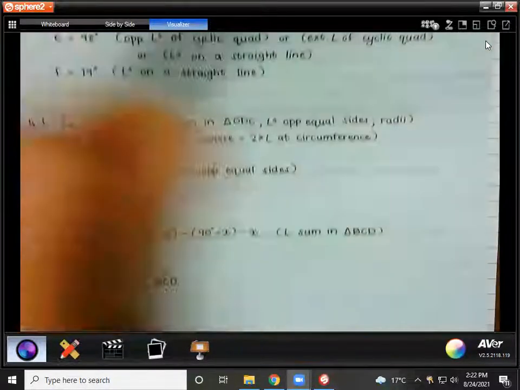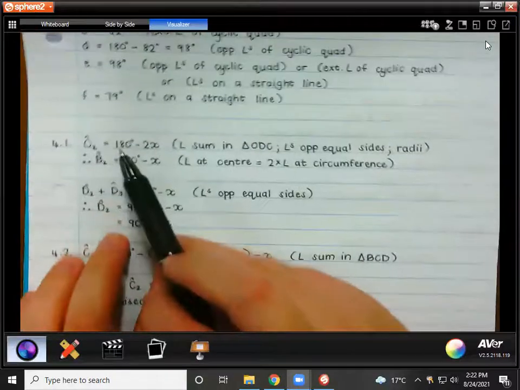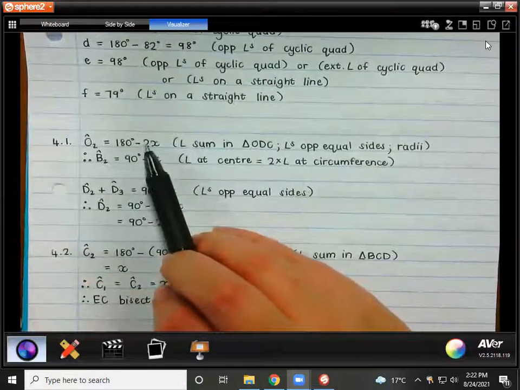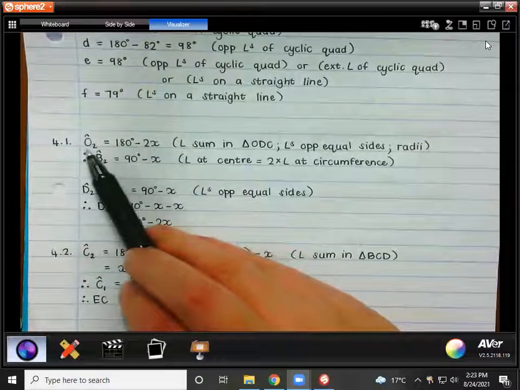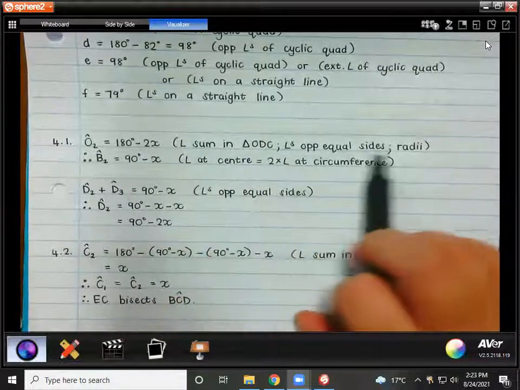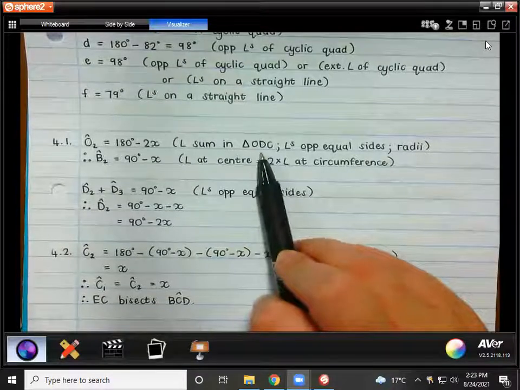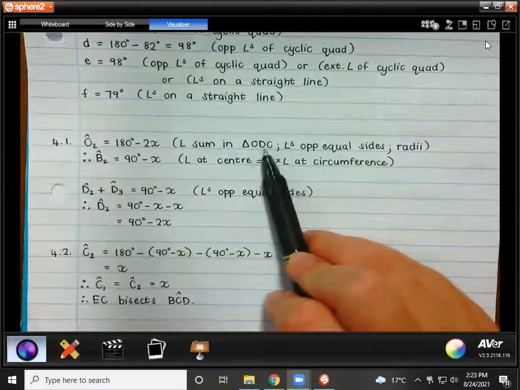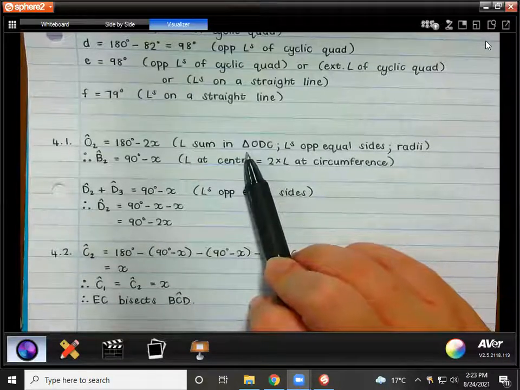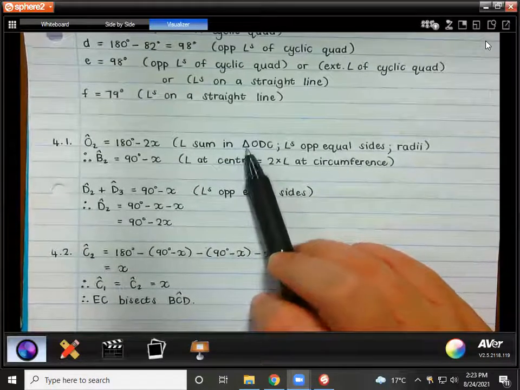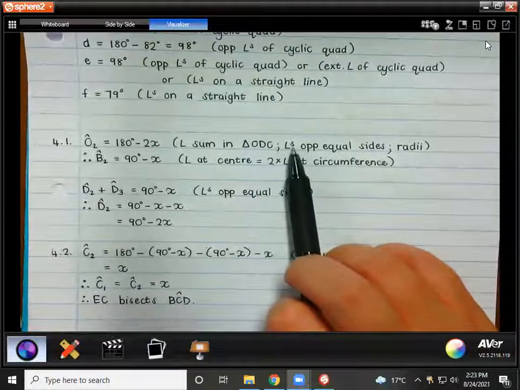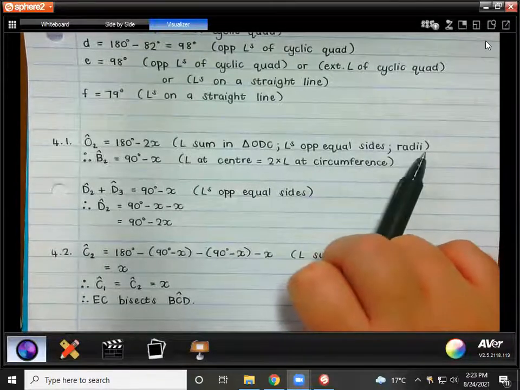Okay, now I did it in less steps than that. I just went straight to O2. I didn't actually write down that D3 is equal to X. All right, so I just said O2 is equal to 180 minus 2X, and I put my 3 reasons in my bracket. So angle sum in triangle. Now guys, you don't have to write the name of the triangle down, but it is sometimes useful so that you can kind of keep track of which triangle you're working in. Okay, but it's fine if you don't have it there, don't worry. You won't lose marks. And then angles opposite equal sides and radii.